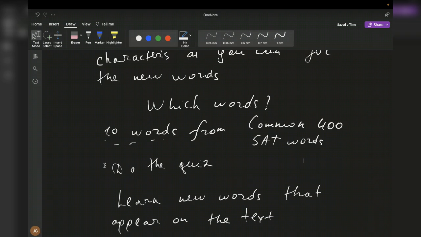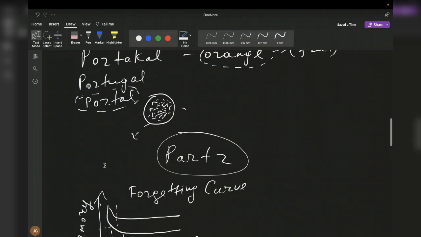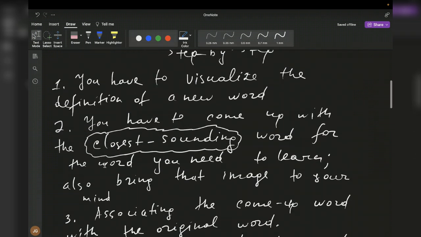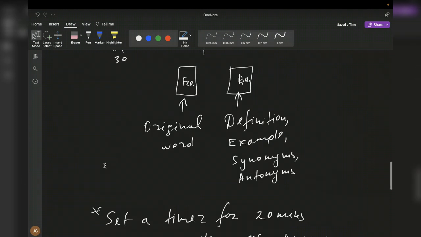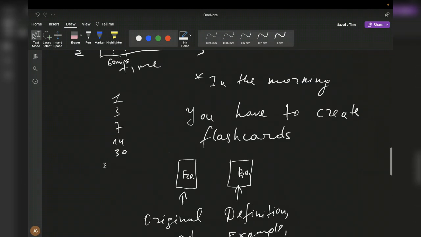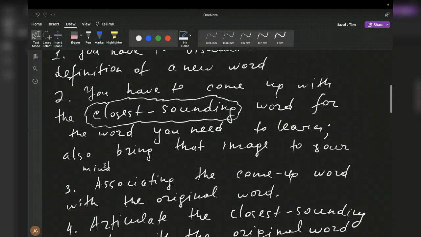You cannot ignore it. So these are the strategies that are used in remembering words effectively. If you use these strategies, I guarantee that you will be the master of vocab.